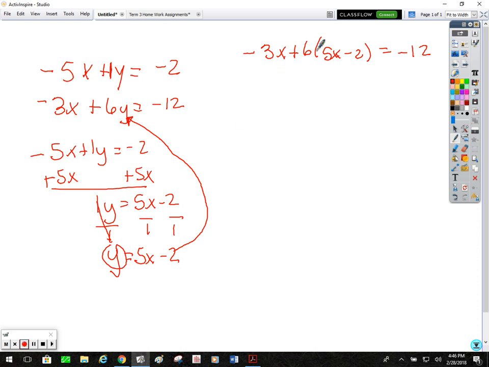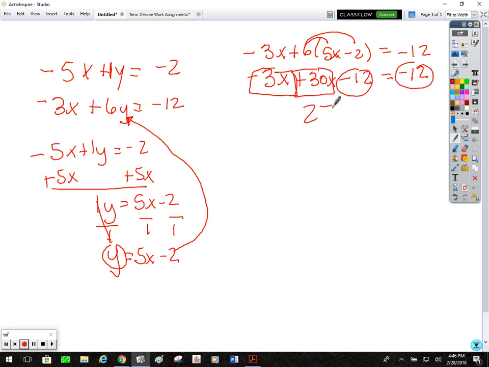We plugged it in. Now let's remember our three steps: distribute, combine, divide. So we have negative 3x. Positive 6 times a positive 5 is plus 30x. Positive 6 times negative 2 is a negative 12. Okay. Is equal to negative 12. Well, if I combine these, this is a box, right? And a box, and a circle, and a circle. Well, if I combine these, I get 27x minus 12 equals negative 12.